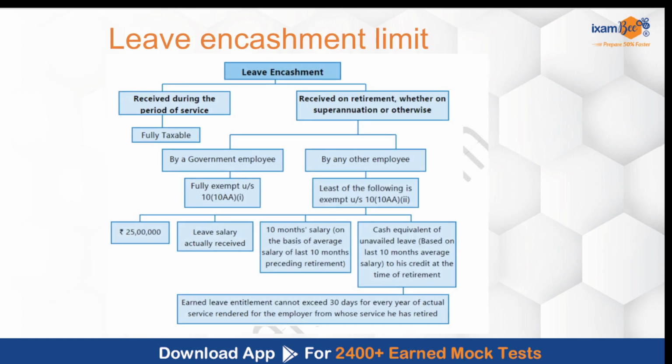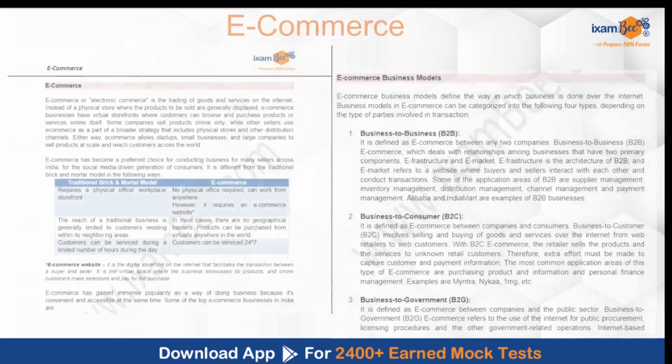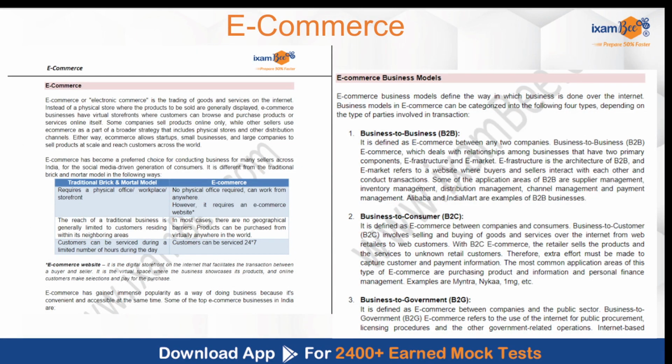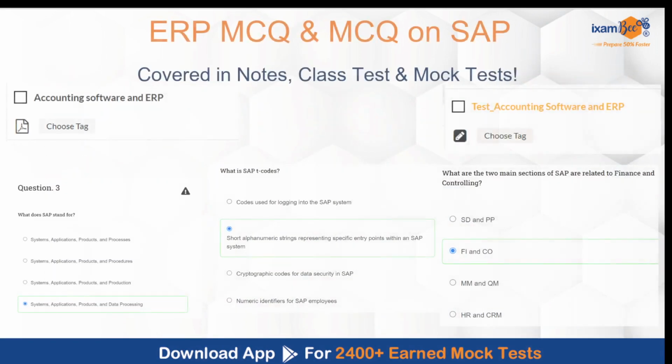When it comes to income tax, latest amendments were asked. One of the amendments was related to leave encashment. What is the limit of leave encashment that will be considered for leave encashment? And there was another related to the rent accommodation perquisite. There were other questions related to certain topics specific to AII, like e-commerce and also ERP and SAP. These questions were also asked.